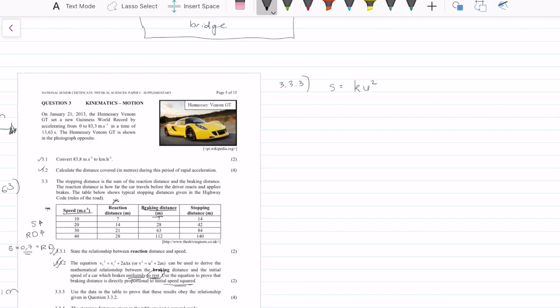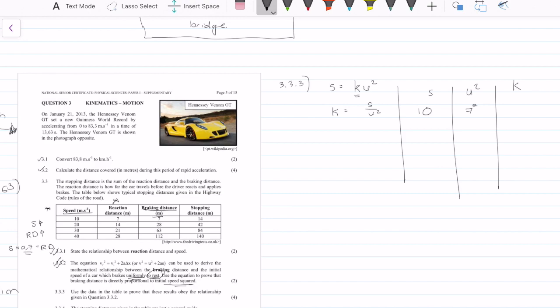Okay, so we're looking for k. So k is equal to s over u squared. Now from our table, let's put some points through. So let's have s, u squared, and k. So for the first one, our speed would be 10, u squared would be 7 squared.